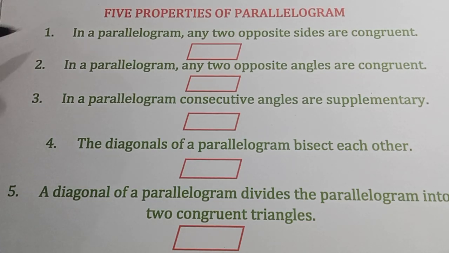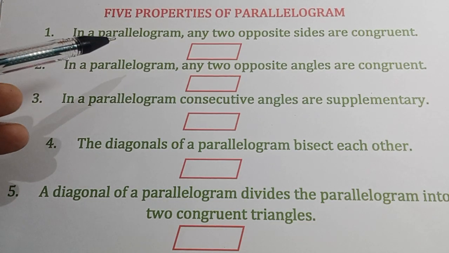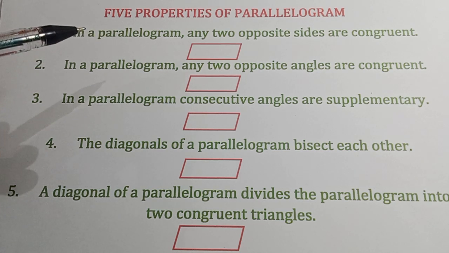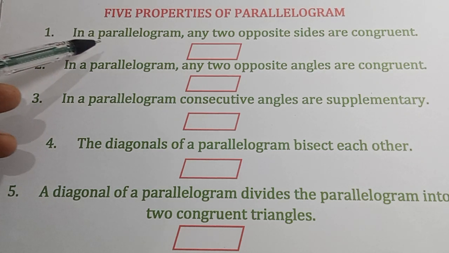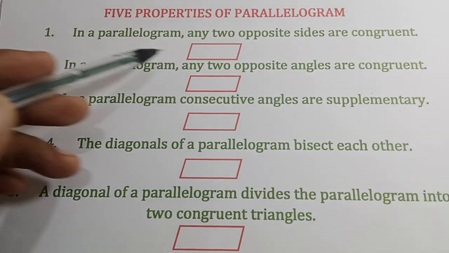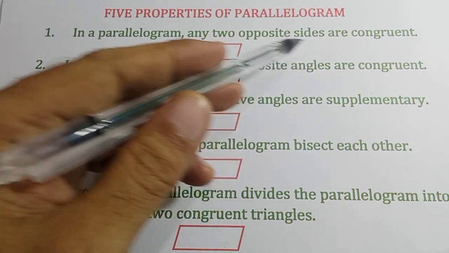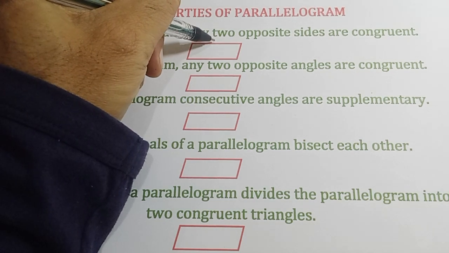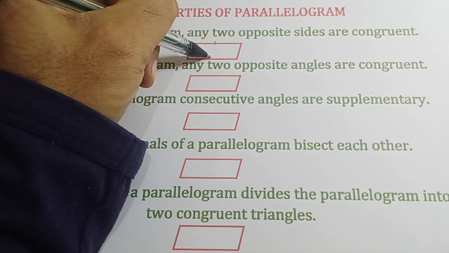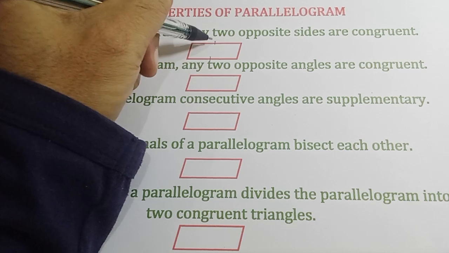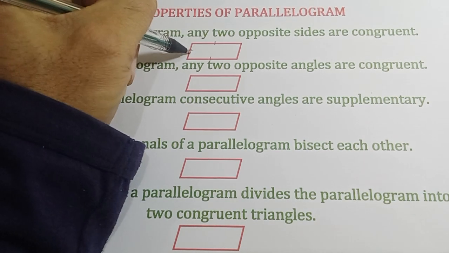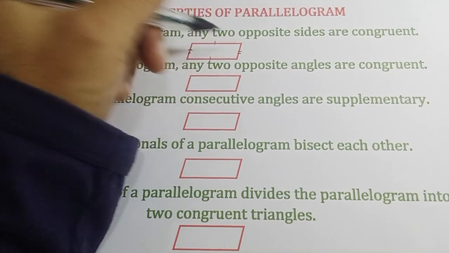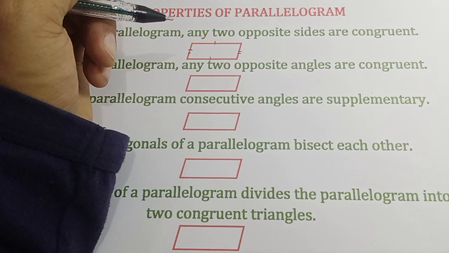Here are the 5 properties of parallelogram. The first one says, in a parallelogram, any two opposite sides are congruent. So, this is the first pair of opposite sides. These two are congruent. And the other pair, these are congruent also.